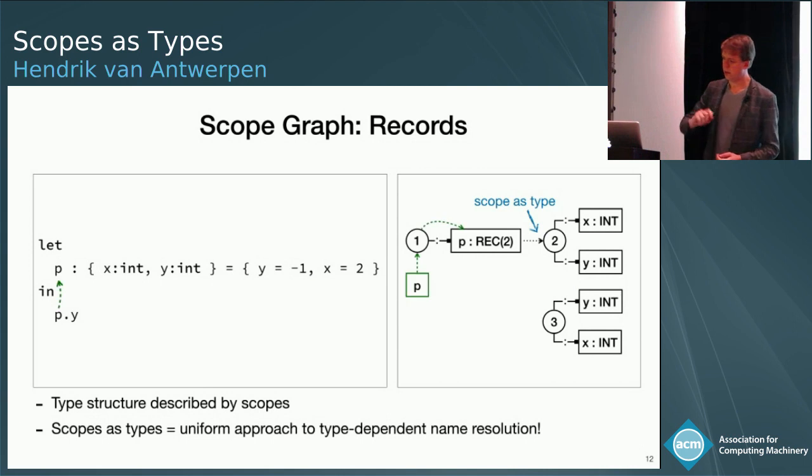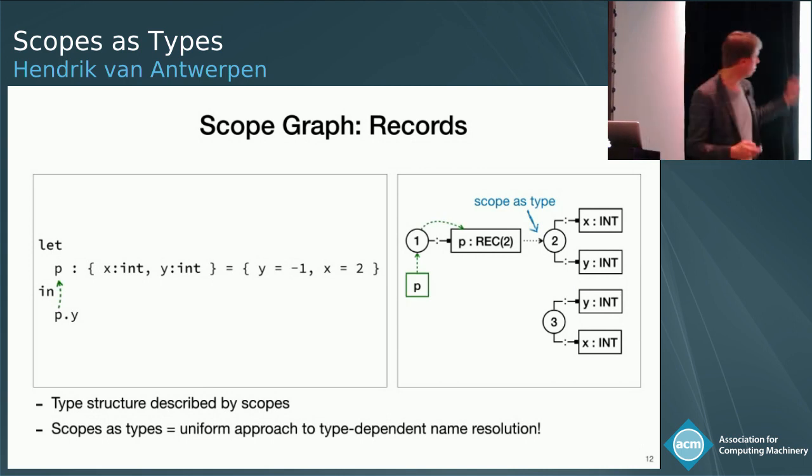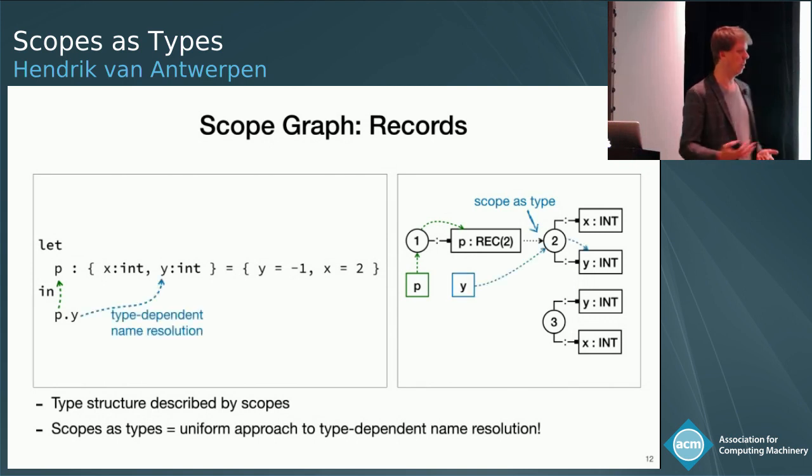If we now start doing resolution, then of course we resolve P, which gives us the declaration in scope 1, and then we know the record scope, and now resolving Y amounts to doing a query in the record scope that we got from the type.